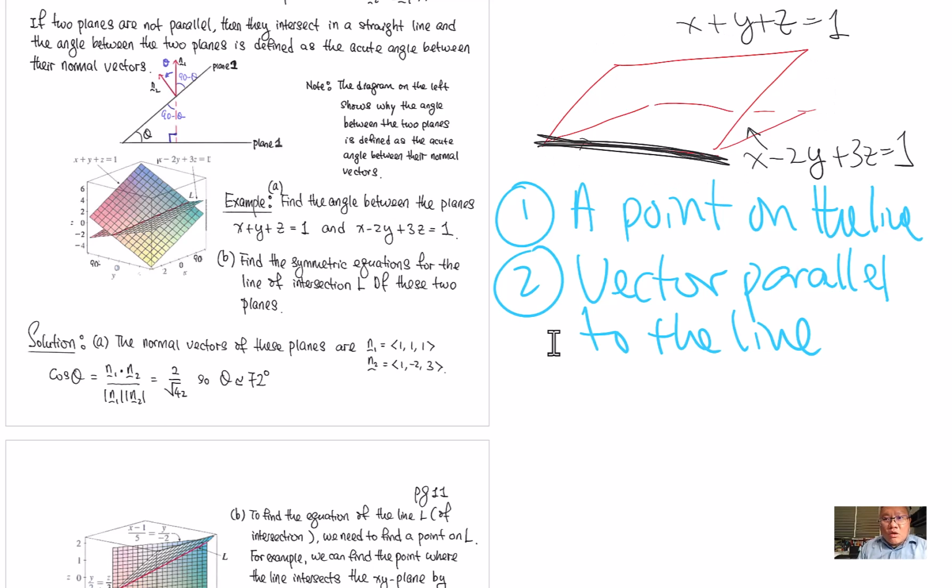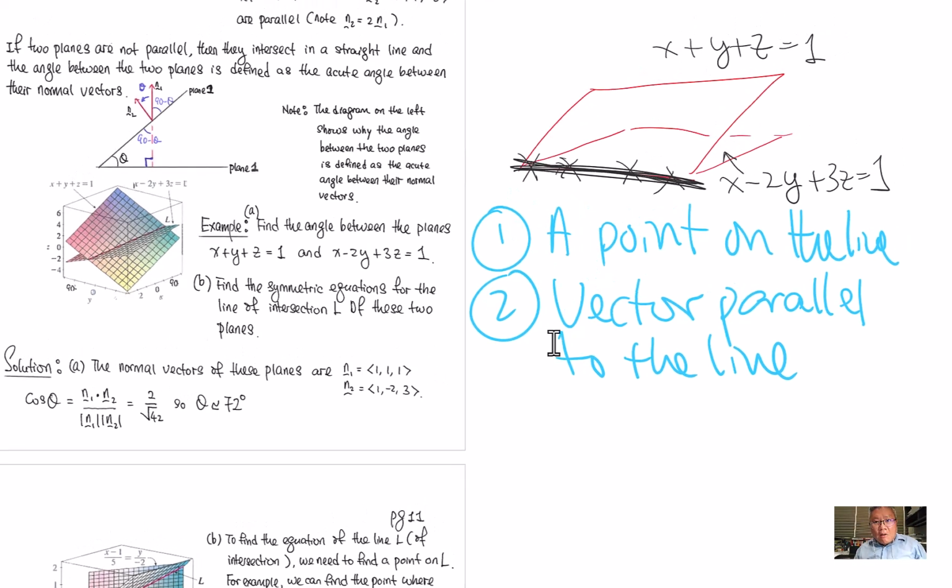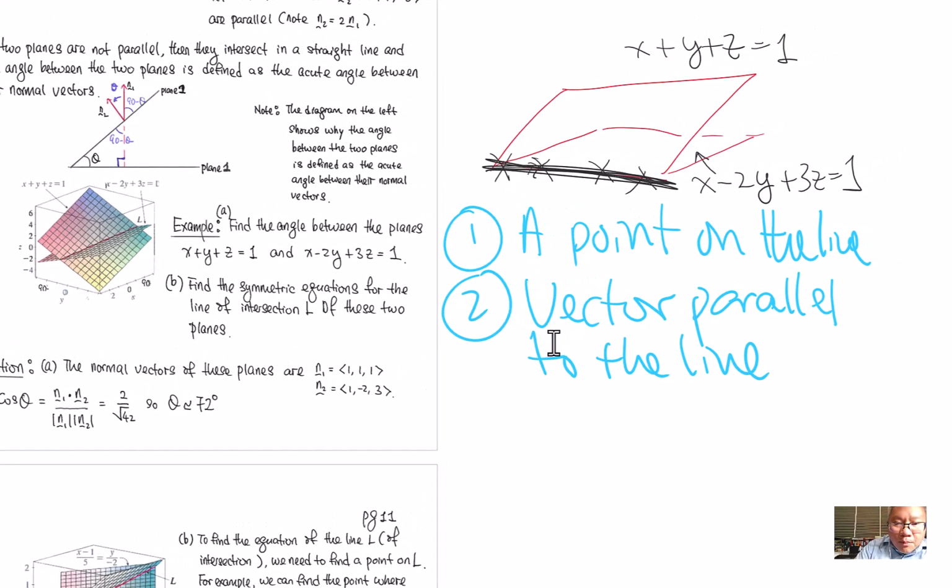Okay, so now I need to find a point that's on the line. In this example, it is easy to see the point, for example, the point (1, 0, 0) is on the line. Now, how do we know that? Well, because (1, 0, 0), look at this, (1, 0, 0), right?